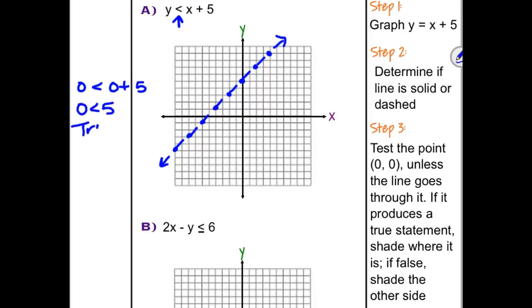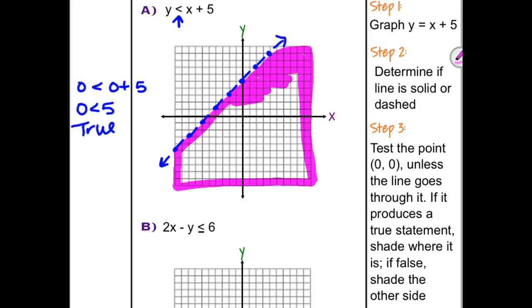That is true. That means I'm going to shade using my highlighter. I prefer highlighter just because it's easier. And I'm going to shade on the side that 0, 0 is located. Now, it doesn't have to be super neat in terms of staying inside the grid, because remember, our answer ends up going to be everywhere beyond that as well on this side of the line.